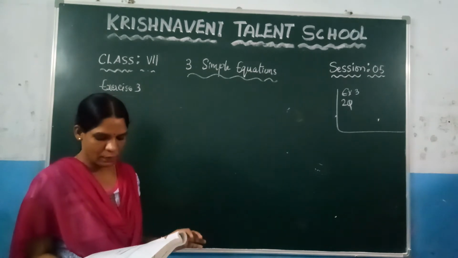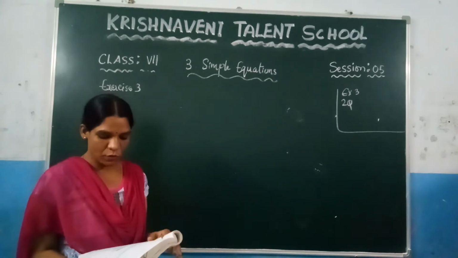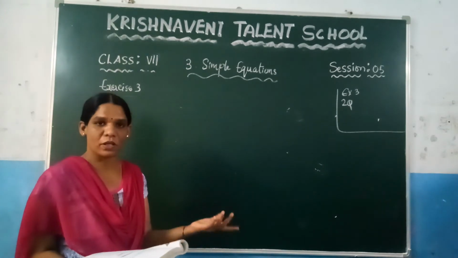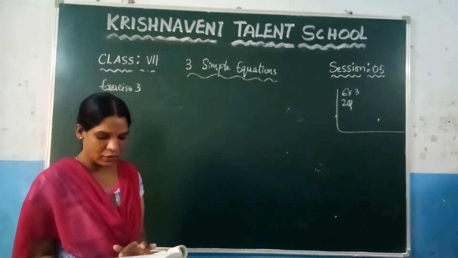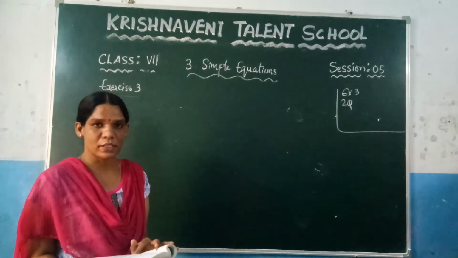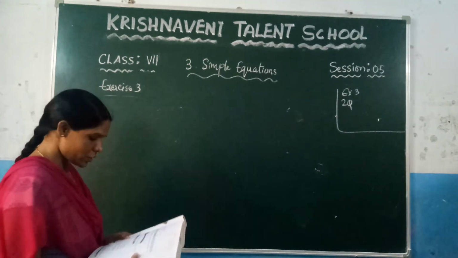You need to find the number such that when you multiply that number by 7 and reduce it by 3, you get the answer 53. Based on that, you need to find what that number is. So write it here. What is the question given here?